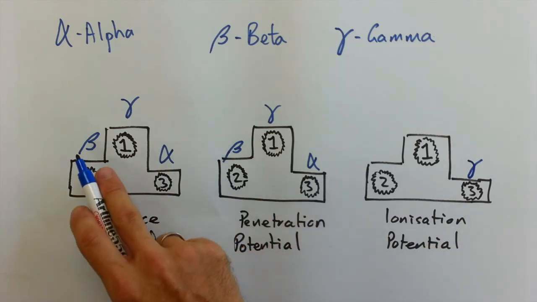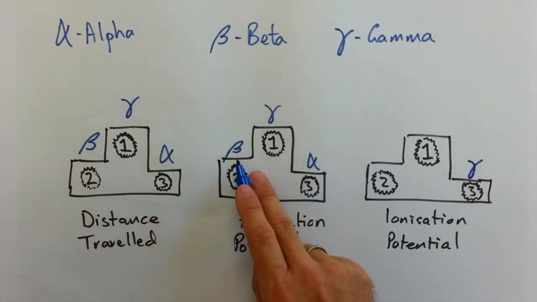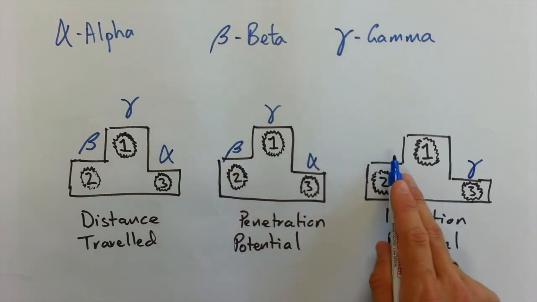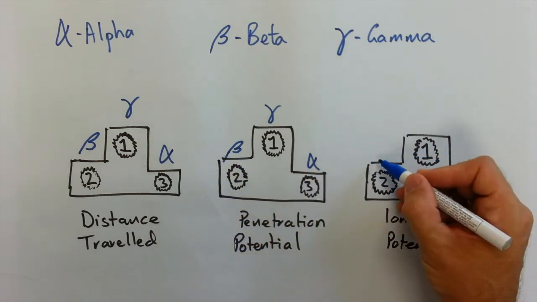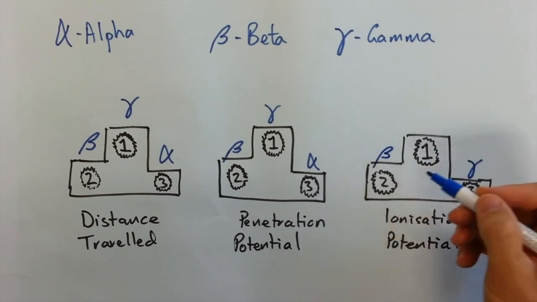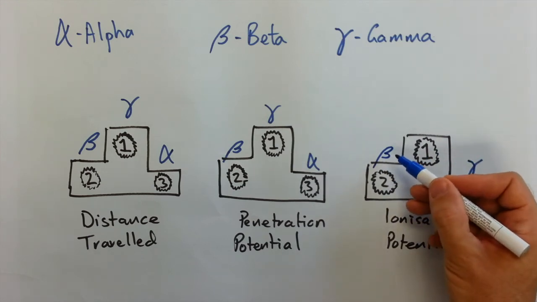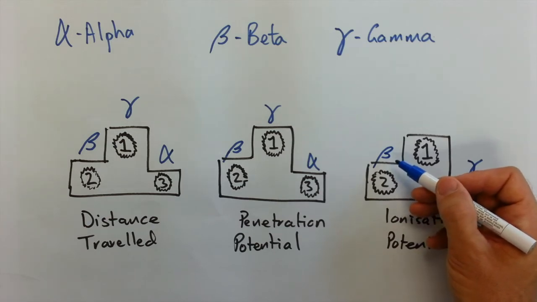Beta, if you remember, travels quite a long way. It can actually penetrate quite a long way, and it also is quite good at ionisation. So it's really not something you want to get too close to, because it's quite difficult to stop with just what you're wearing and your normal clothes. And if it does get into your body, it can cause some damage.